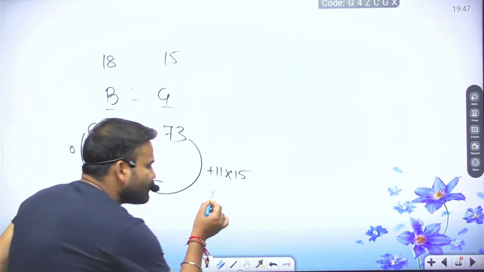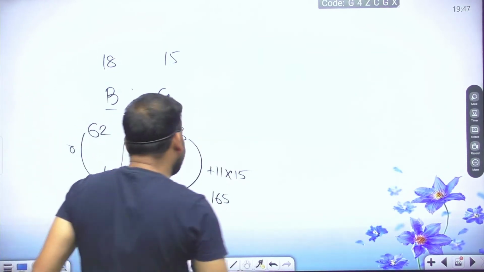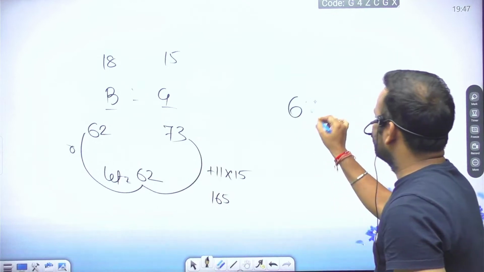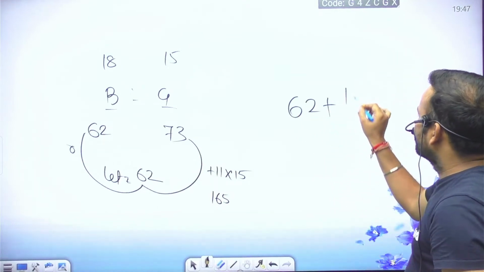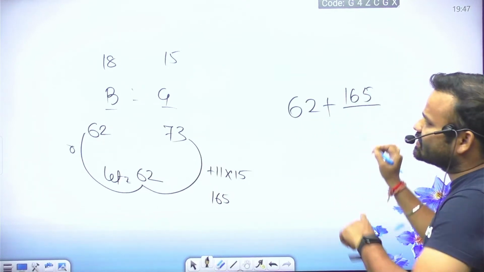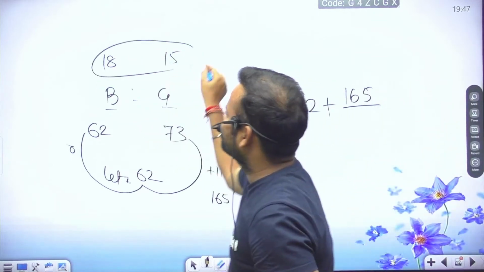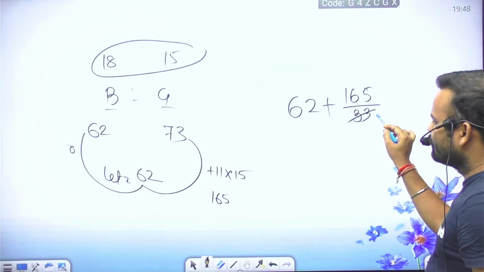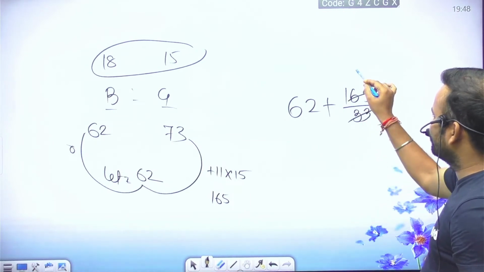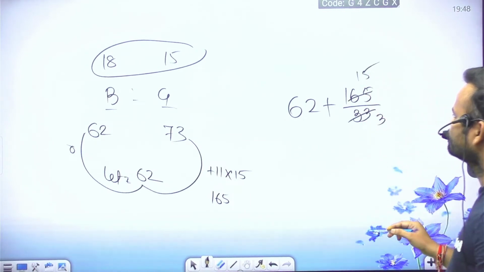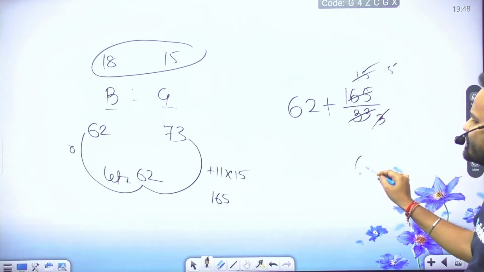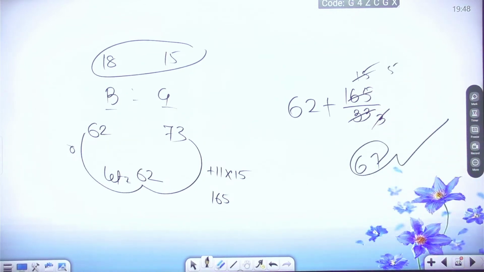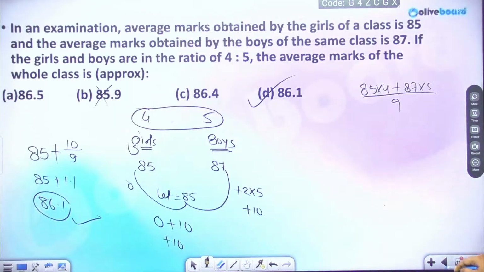11 into 15 is what? 165. So the assumed average is wrong. The answer should be more than 62. How much more? Distribute this 165 among all the numbers. That is 15 plus 18, which is 33. 3 times 11 is 33, and this is 11 times 15. So your real average will be 67. 67 should be the answer. The real average should be 67. Fine.